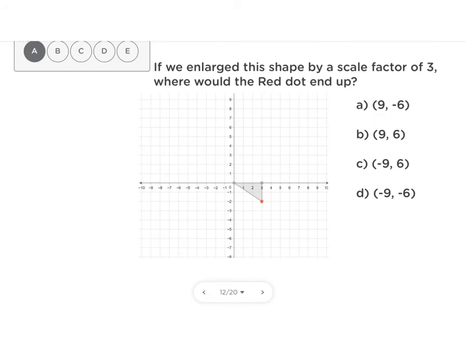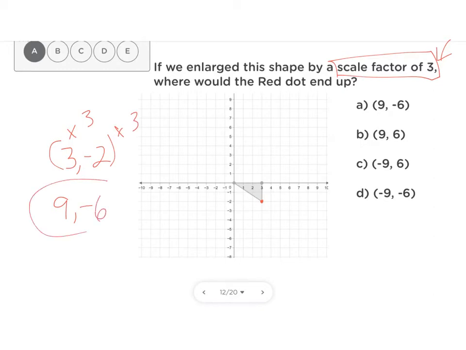It says, if we enlarge the shape by a scale factor of 3, where would the red dot end up? Well, the red dot is at 3, -2. And all you have to do when you use a scale factor is multiply by the k value, which in this case is 3. So you would do 3 times 3, which is 9, and -2 times 3, which is -6. So we should have 9, -6. This one should be letter A.